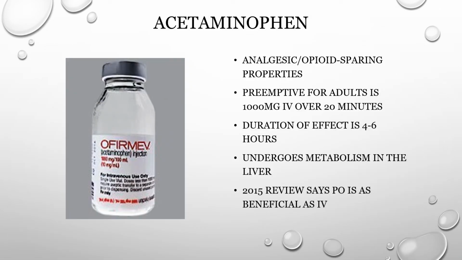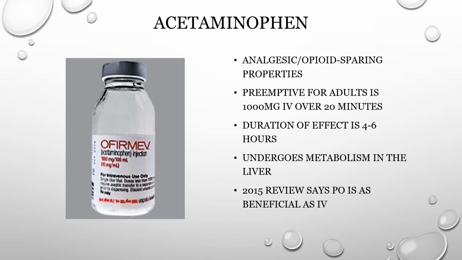Acetaminophen has a different mechanism of action than other analgesic drugs, but also has demonstrated analgesic and opioid-sparing properties. In adults, the appropriate dose for preemptive analgesia is 1,000 milligrams or 1 gram administered intravenously over approximately 20 minutes. The analgesic onset is rapid, within 5 minutes, but the peak concentration in plasma occurs at approximately 1 hour. The duration of effect is 4 to 6 hours, and the half-life is 2 to 2.5 hours.